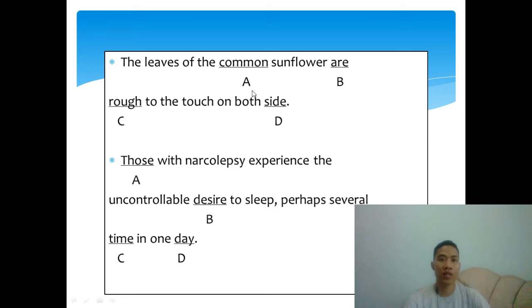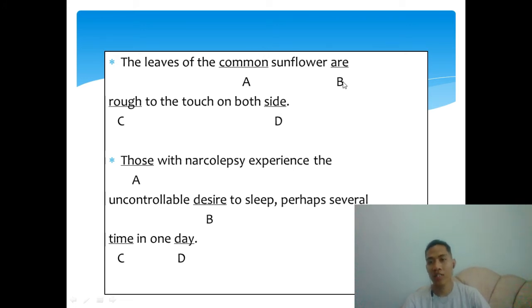Let's look at how the noun is tested in the real test. Let's look at the first one. The leaves of the common sunflower are rough to the touch on both sides. So what is the answer for this number? Is it A, B, C, or D? Remember, you need to find the mistake. Is there any problem with A, common? No, there's no problem because common is an adjective to describe sunflower, the noun.